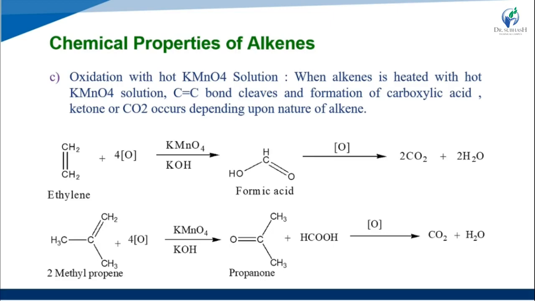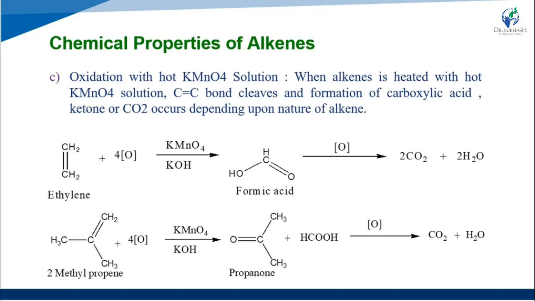So we take first ethylene. Ethylene reacts with 4 oxygen in the presence of hot KMnO4 and KOH, making formic acid, and with further addition of oxygen, 2 CO2 are liberated and 2 water molecules are also liberated. This is the ethylene to formic acid formation.